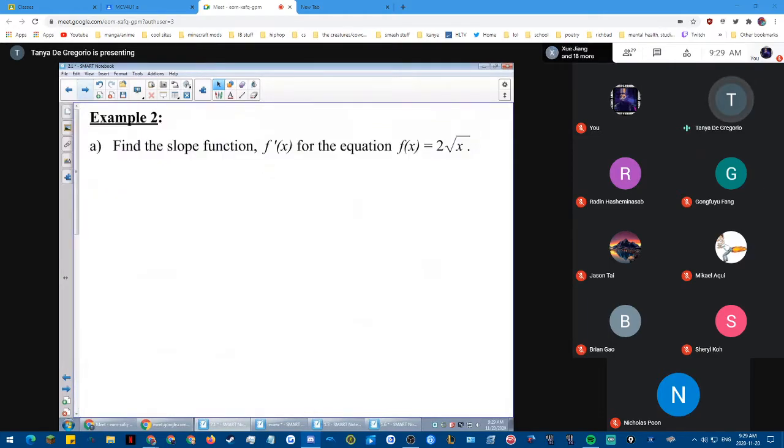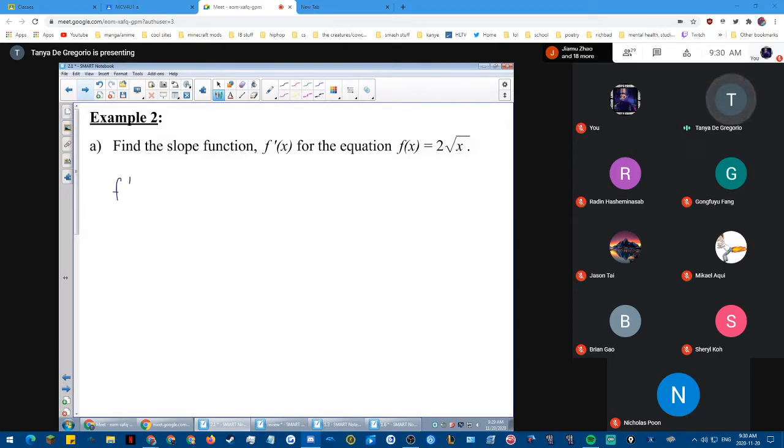Because you're going to see that when I keep teaching you, I'm going to teach you a lot of things that are quick, right? But that's not the point of chapter 1, right? All right, example 2. Find the slope function, f prime of x, for this equation. So they're not asking for the slope at a certain point, they just want the slope function.